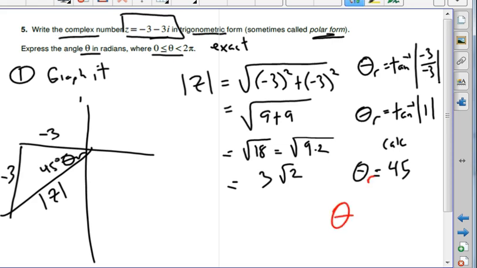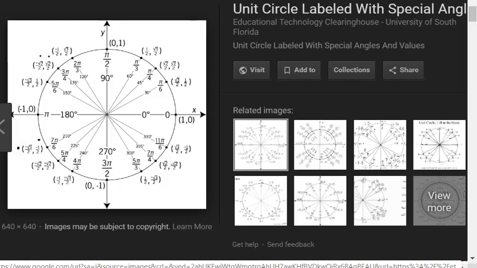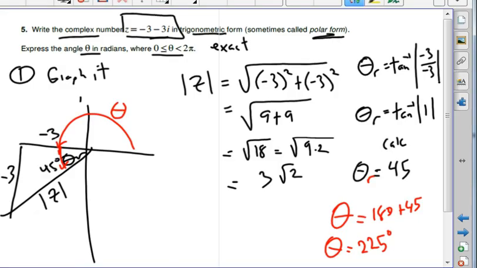My actual theta, as measured from the positive x-axis, we know is going to be 180 plus 45, which gives me 225 degrees. Go back to the unit circle because I can never have these things memorized. Maybe you will. 5 pi over 4. So my theta is equal to 5 pi over 4.